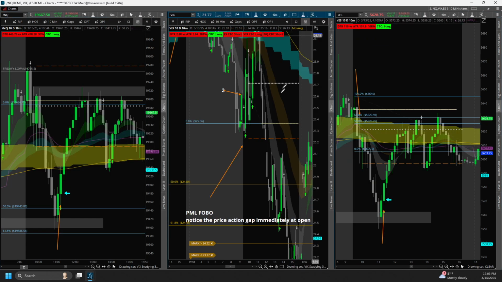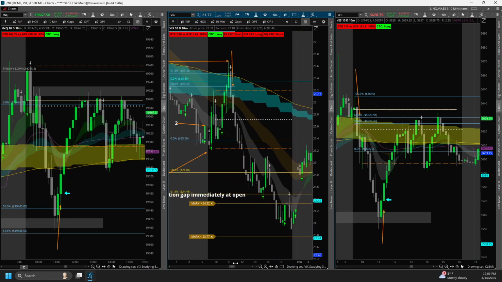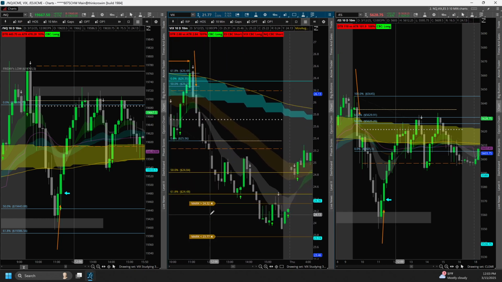So now zooming back out on the VIX. What is FOBO? A fake out breakout. Fake out breakout. Got it.